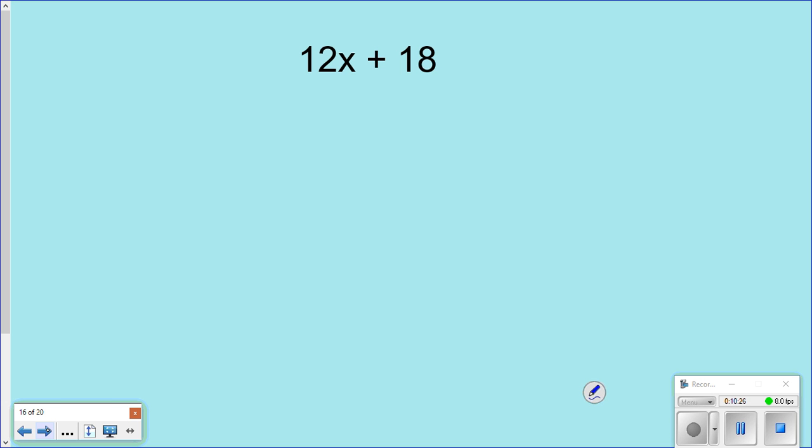Find the GCF. What did you find for the GCF? What do you think it is? 6. It's not 3. It's not 2. It's 6. So 6 has got to go on the outside. And Nolan, what do you have on the inside? 2 plus 3. Yep, don't forget your X's.